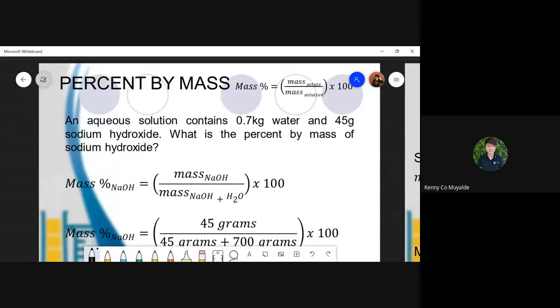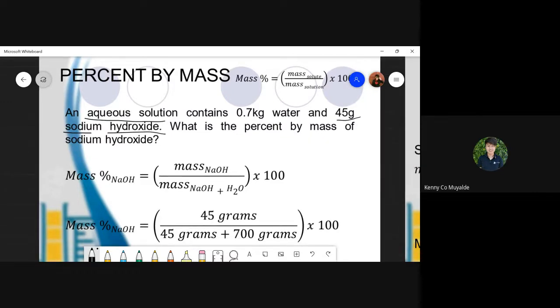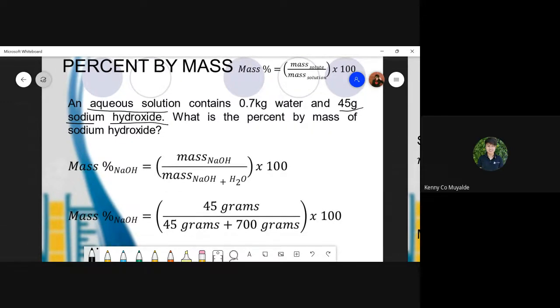An aqueous solution contains 0.7 kilograms of water and 45 grams of sodium hydroxide. What is the percent by mass of sodium hydroxide? Now, in this case, kapag sinabi niyang aqueous solution, ibig sabihin nakamix sa water. So, ano yung nakamix sa water? Yung 45 grams ng sodium hydroxide. Now, in this case, we know that the solute is the sodium hydroxide kasi siya yung mas mababa yung amount. Tapos yun yung hinahanap dito. So we're going to determine the percent by mass of sodium hydroxide. So the first one is, what is the mass of sodium hydroxide? Naka-indicate it is 45 grams. So yun yung ating numerator.